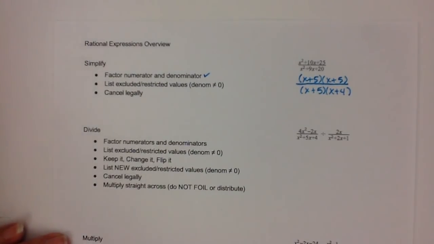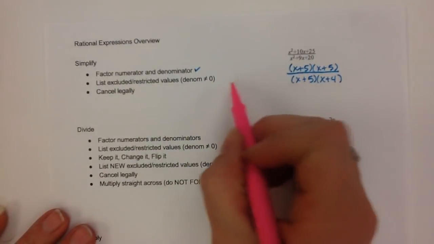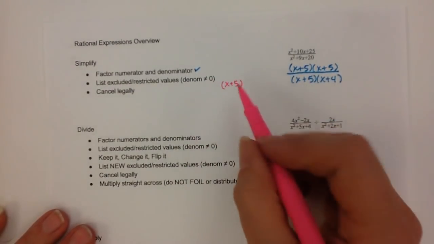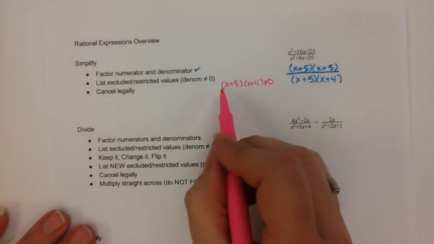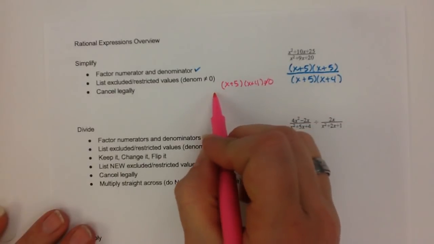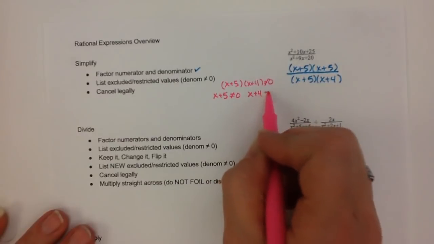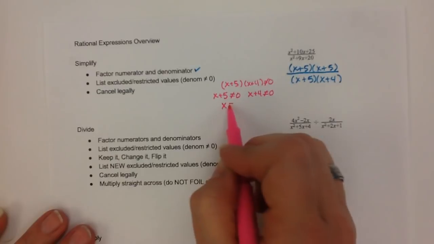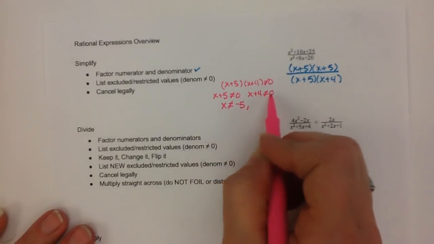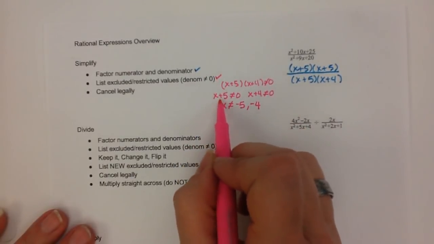So we have now factored the numerator and denominator. Then we're going to list the excluded values or restricted values, and we do that by setting the denominator not equal to 0. So we'll take x plus 5 times x plus 4 cannot equal 0. And then we set each of the parts that contain a variable not equal to 0. So x plus 5 can't equal 0. x plus 4 can't equal 0. And then we solve each of these. So we get x cannot equal negative 5. x cannot equal negative 4. So those will be our excluded values.